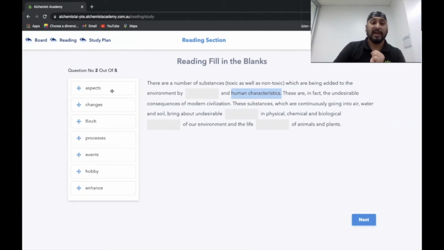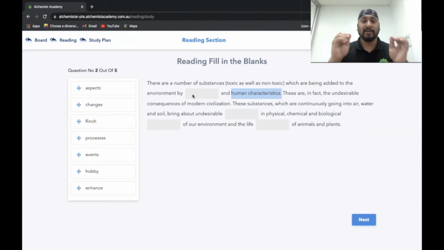Now I have got words like aspects, changes, processes, events, and hobby. Can I put hobby there? By hobby and human characteristics? Characteristics is like features, cannot go with hobby. Aspects and human characteristics, maybe. Changes and human characteristics. Change in what? You have to have change in something. Processes, I don't reckon it should be by what process again. I'll probably put by events over here, okay? Like the worst case thing, I'll just put it as events.